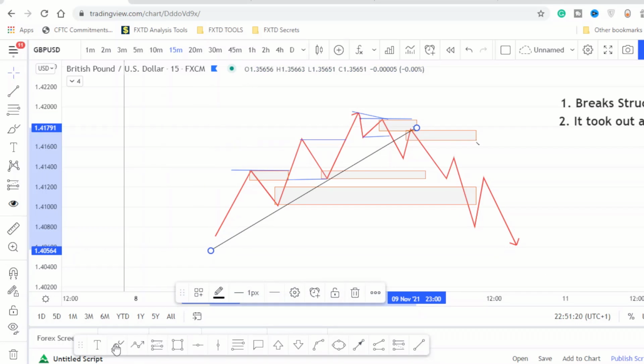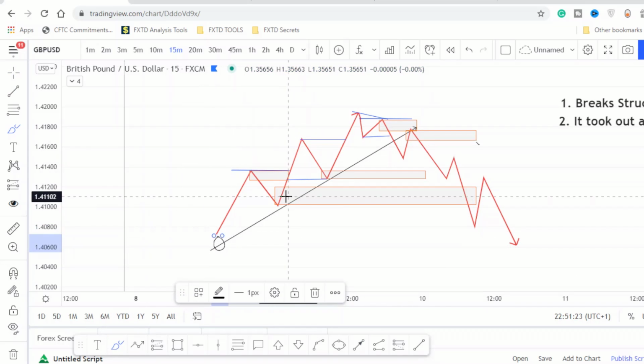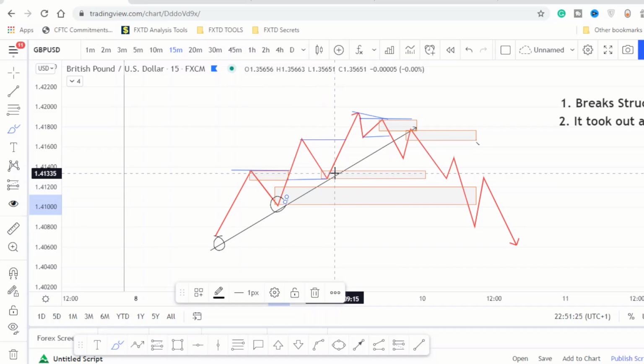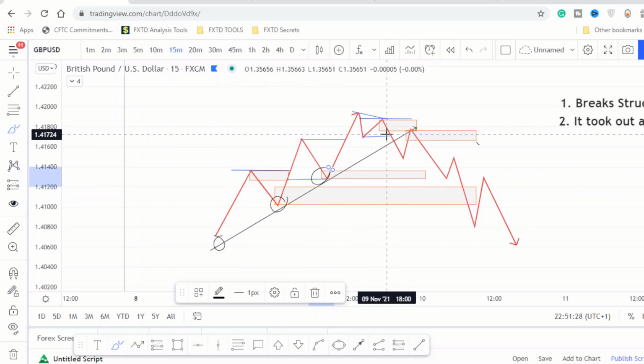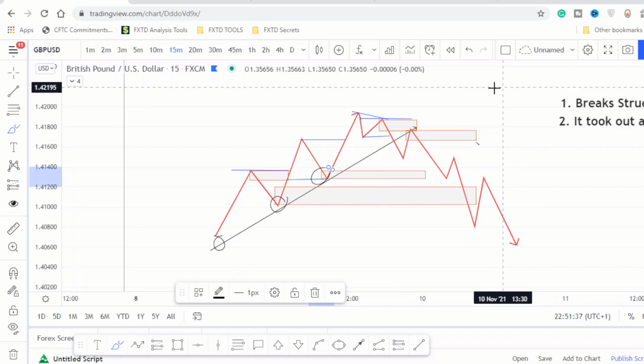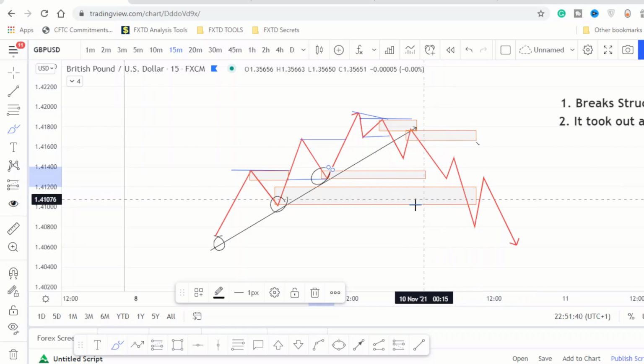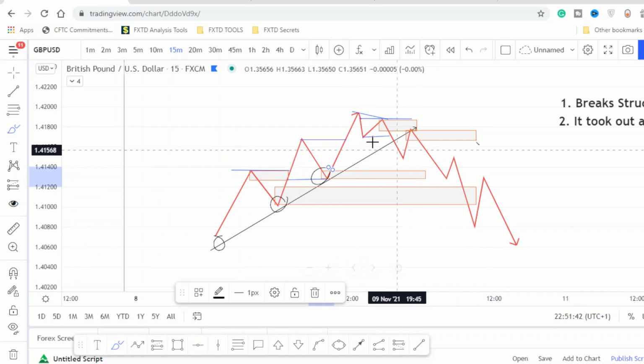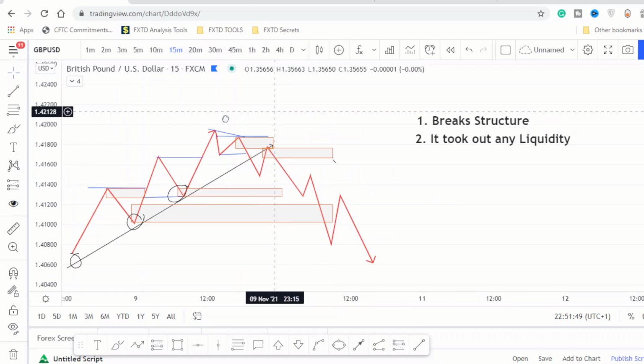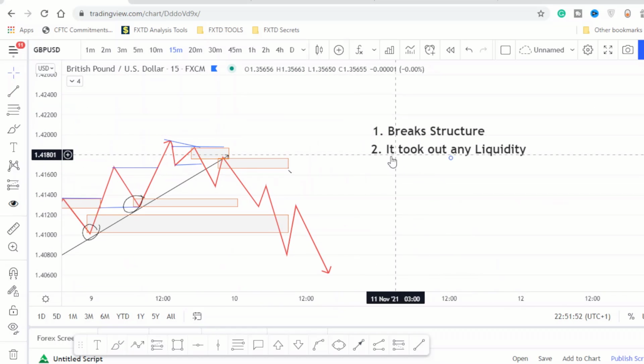So we have the trend line liquidity, and there are different kinds of liquidity. In case you want me to make a video on the different kinds of liquidity, let me know. We have the internal, external, and hidden, and there are so many types of liquidity. Once you're able to understand those kinds of liquidity, you will be able to scale up in profit. Very, very important. So first, remember, it should break structure, and it should take out any form of liquidity.